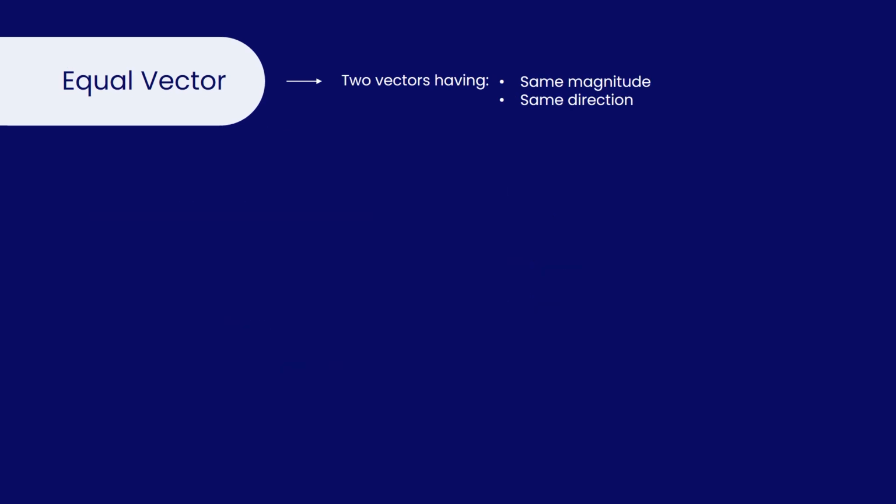Now let's see equal vectors. Notice vectors A and B. They are drawn at different positions. However, they have the same length and the same direction. Vectors do not need to start from the same point to be equal. If two vectors have the same magnitude and the same direction, they are equal vectors.